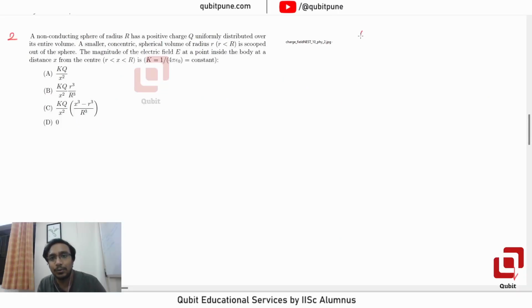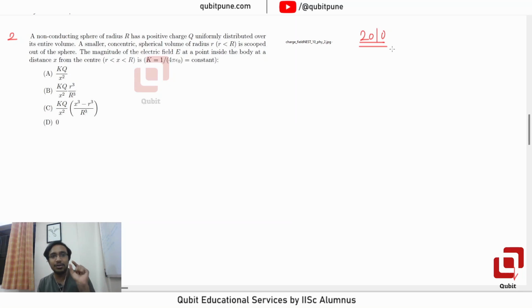This came in 2010. Let's see the problem. A non-conducting sphere, that is insulator, a non-conducting sphere of radius capital R has a positive charge capital Q uniformly distributed over its entire volume.